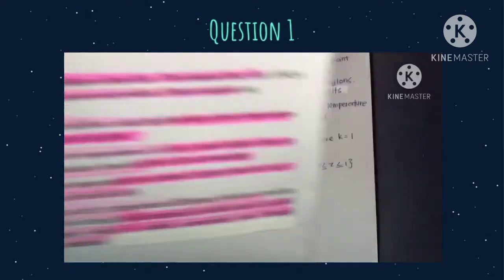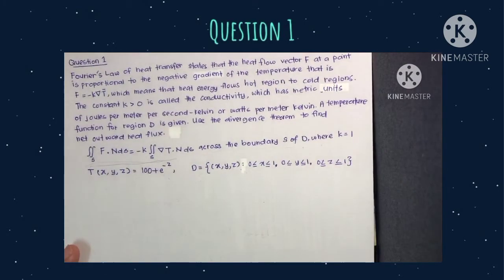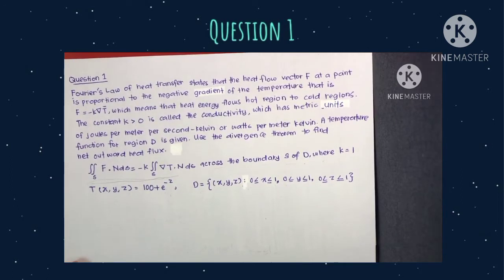We move on to the first example. The question given is: Fourier's law of heat transfer states that the heat flux vector F at a point is proportional to the negative gradient of the temperature, that is F equals negative K gradient T, which means that heat energy flows from hot region to cold region. The constant K greater than zero is called the conductivity, which has metric unit of joule per meter per second Kelvin or watt per meter Kelvin. A temperature function for region D is given. Use the divergence theorem to find the net outward heat flux.